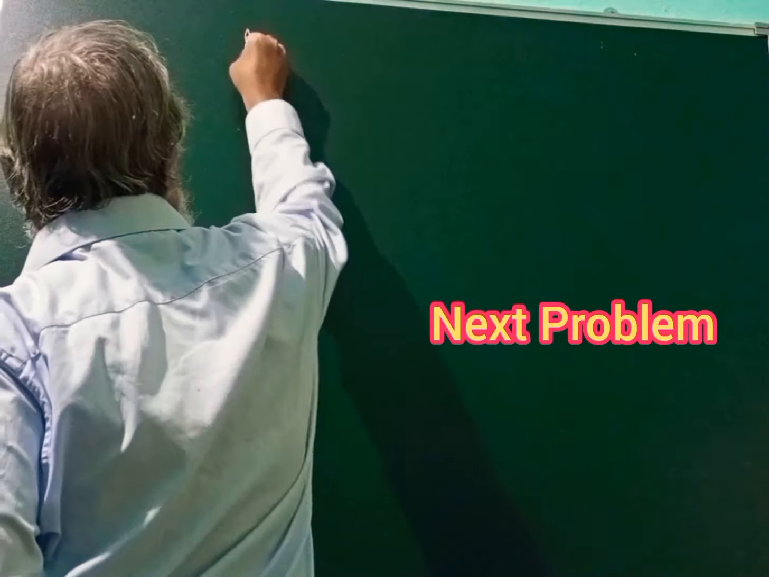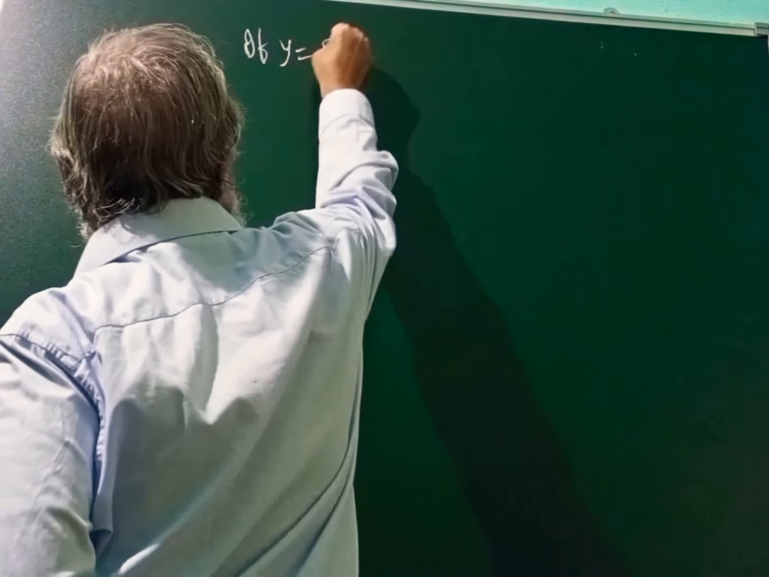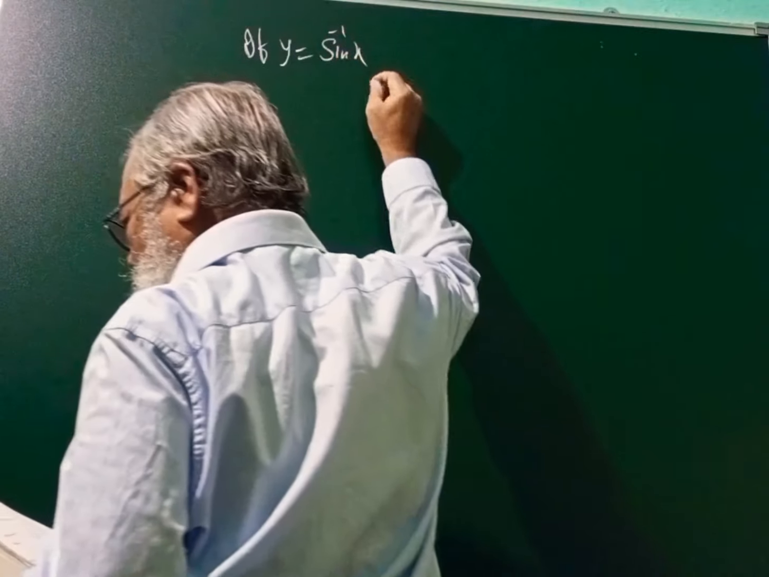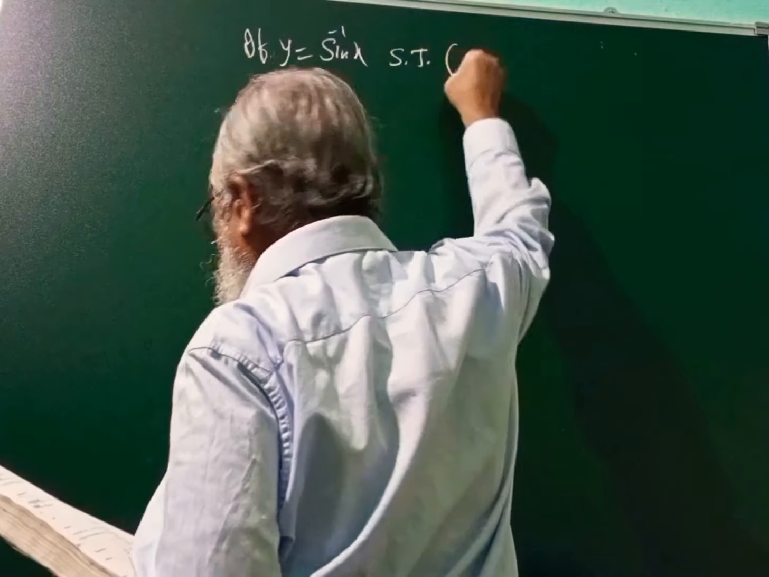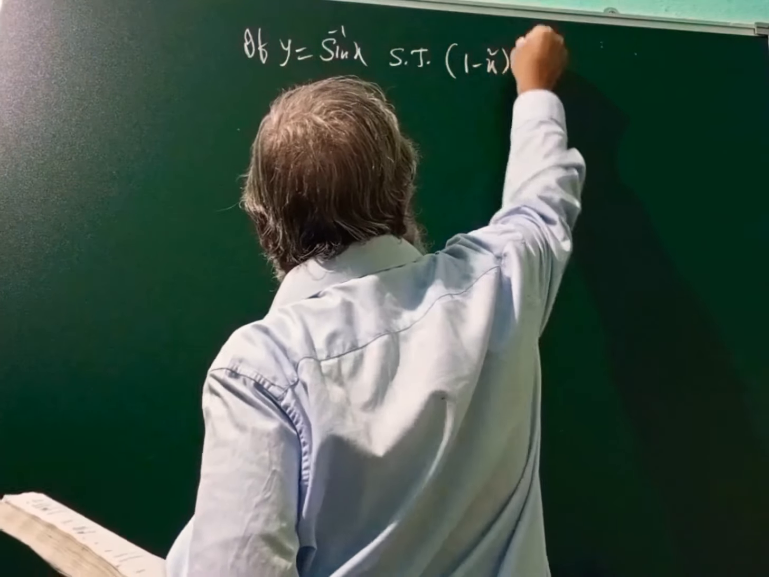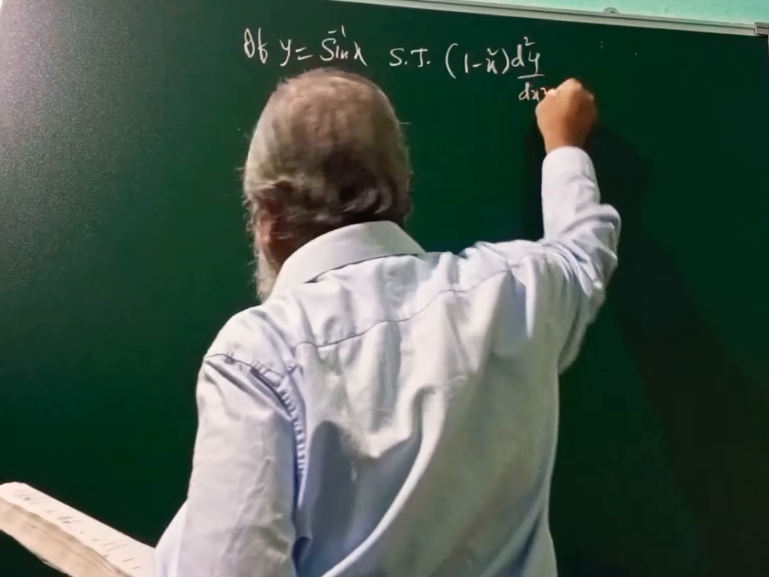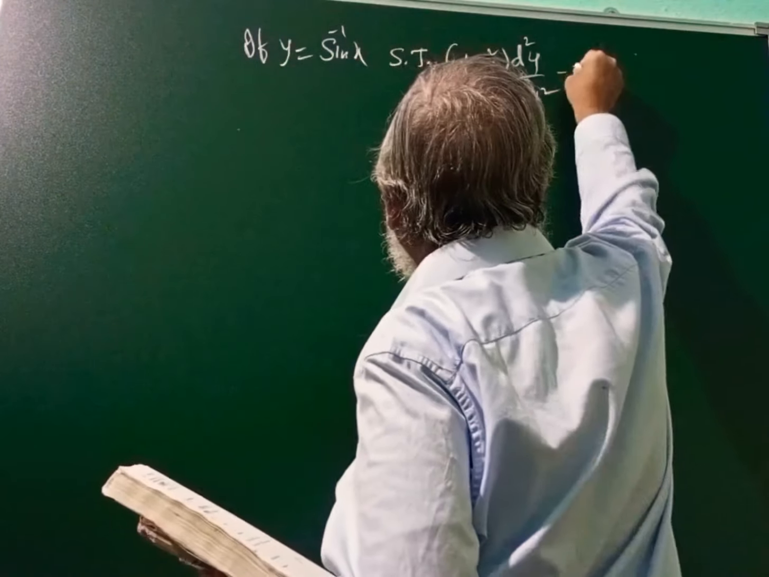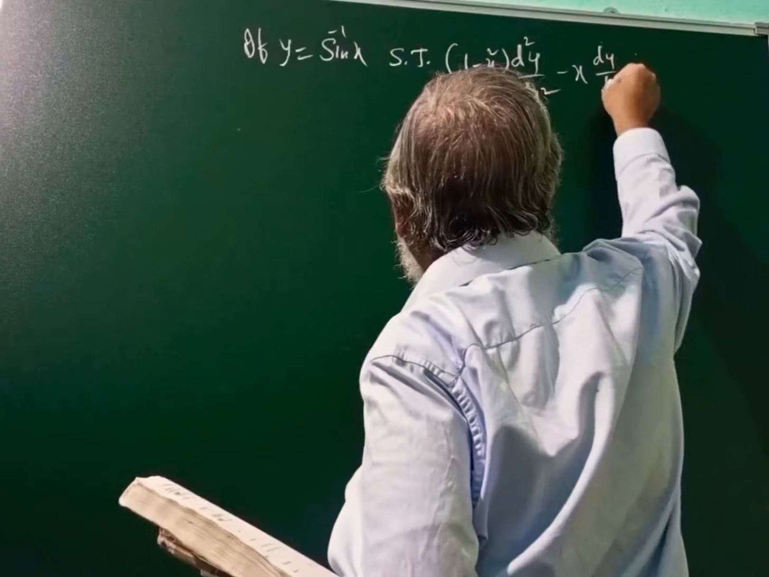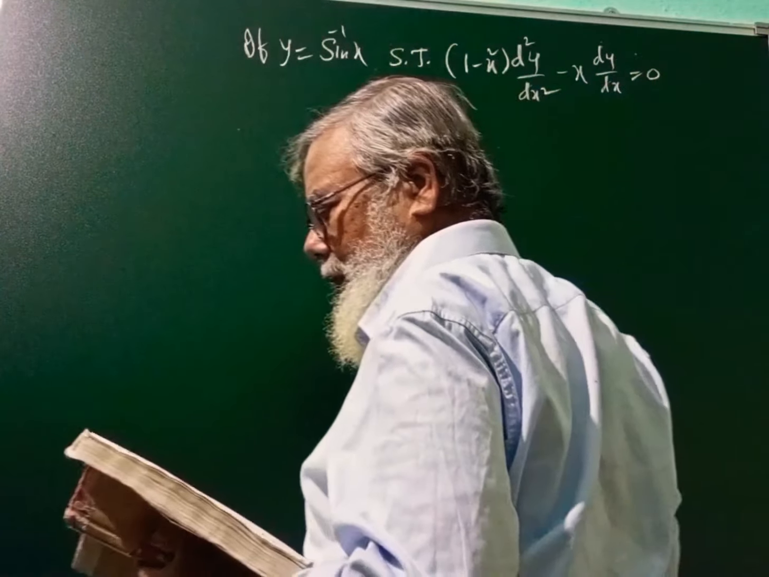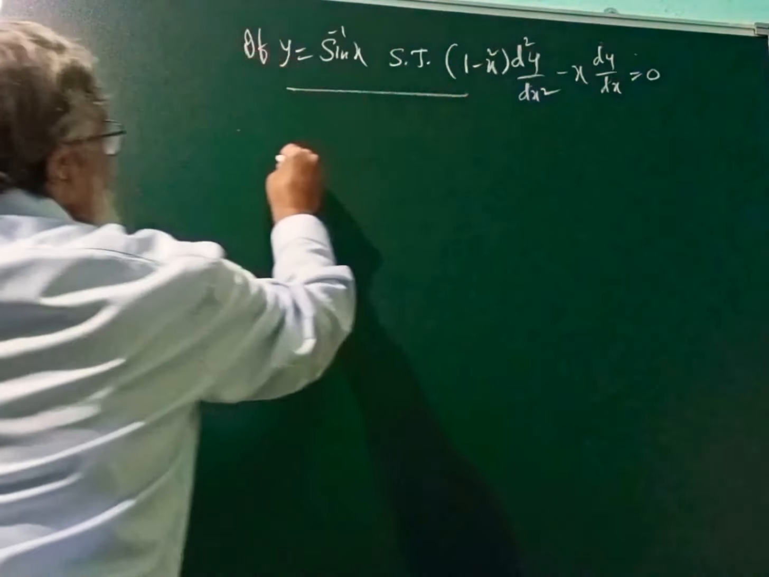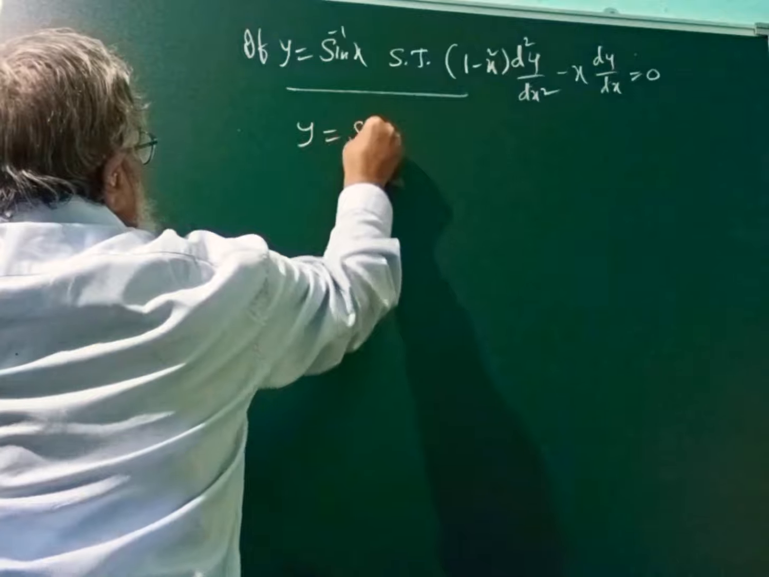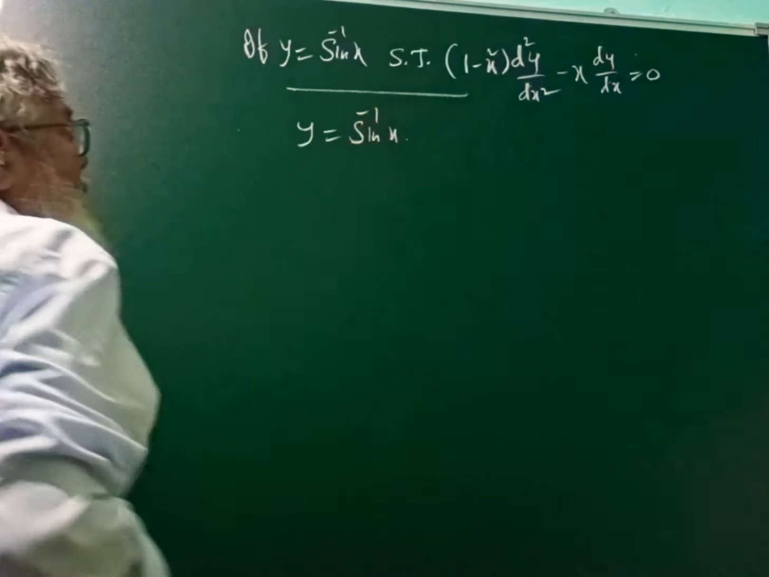Next problem. If y is equal to sine inverse x, show that 1 minus x square into d square y by dx square minus x into dy by dx is equal to 0. This we have to prove. What is given is y is equal to sine inverse x.